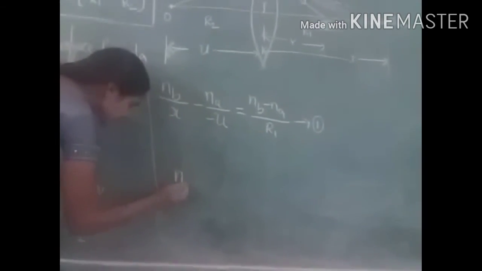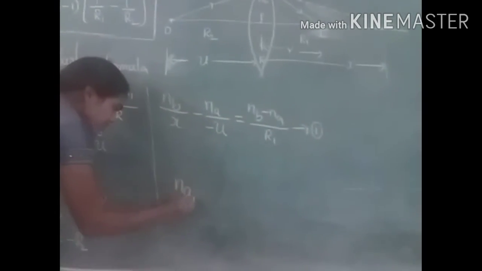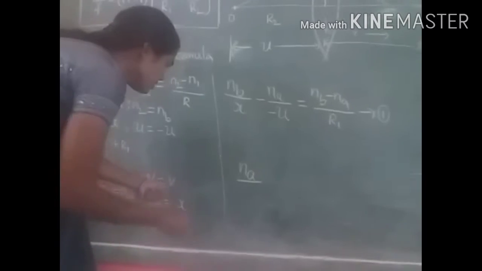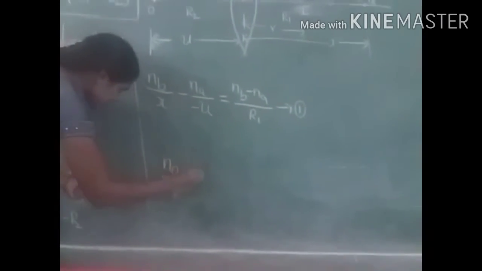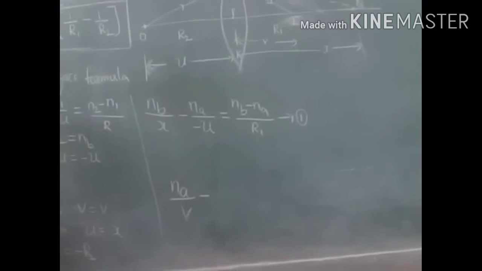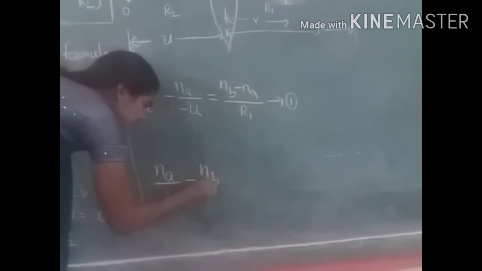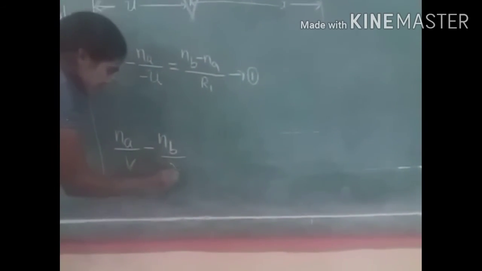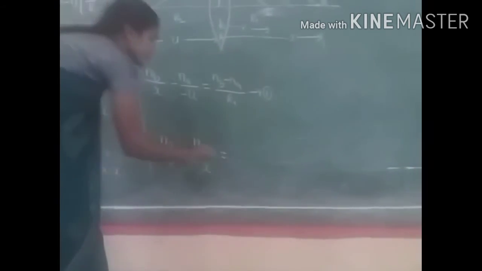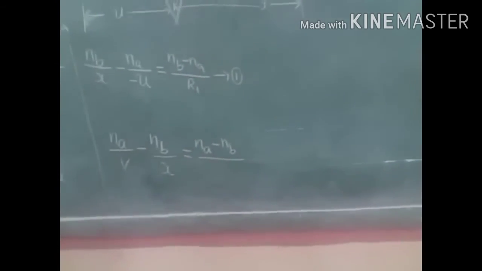So apply this in this expression, then we get N2, that is NA, by V. V means V only, minus N1. N1 means here NB, by U. U means here X. That is equal to N2 minus N1, that is NA minus NB, by R. So here R means minus R2. Let this be equation number 2.